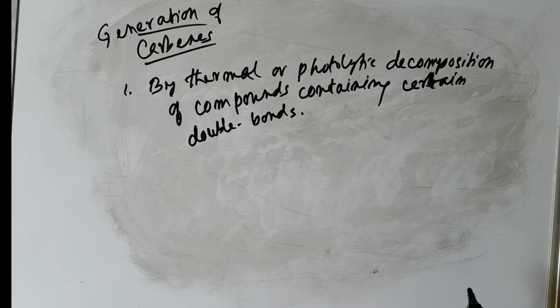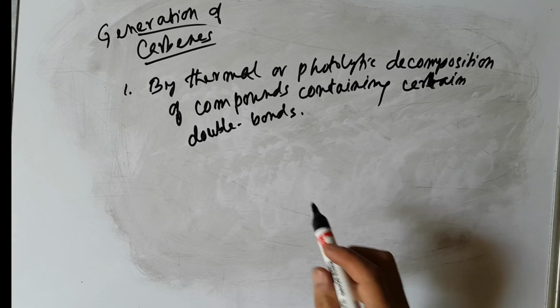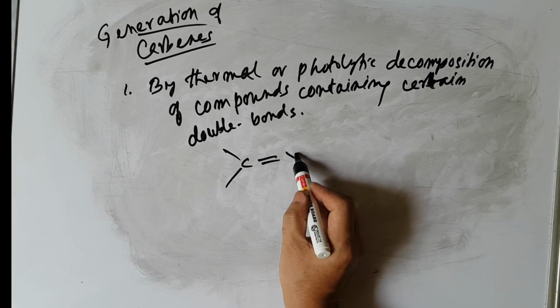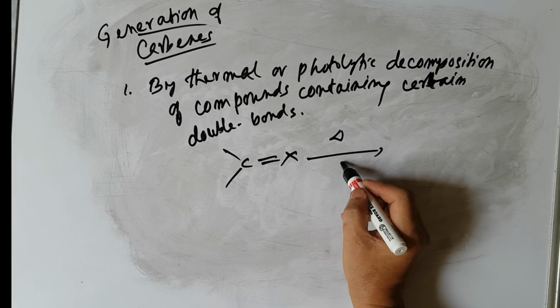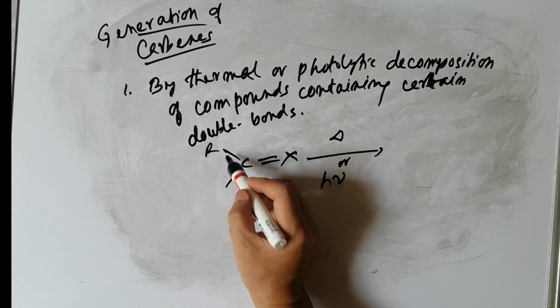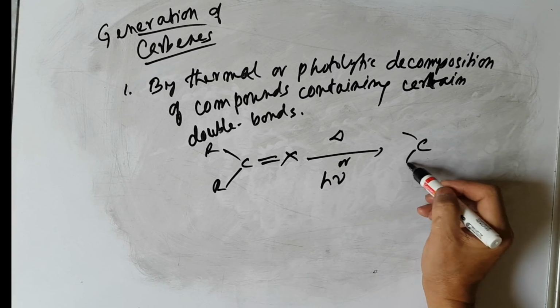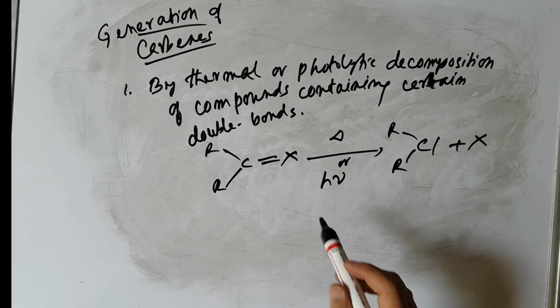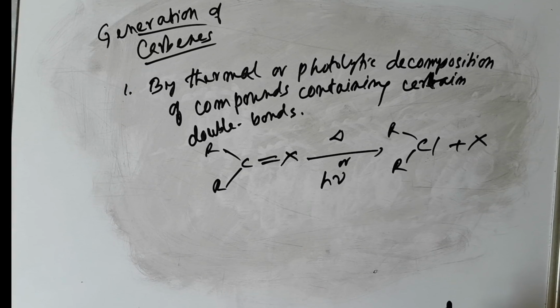So, the first main type for generation of carbenes is thermal or photolytic decomposition of compounds containing certain double bonds. Generally we can represent it like this: either heat or light, photolysis or thermolysis. Suppose R2C=X, you get the carbene R2C plus X. The double bond depends on this X, so you can have different types of double bonds. This is the first main type of reaction.